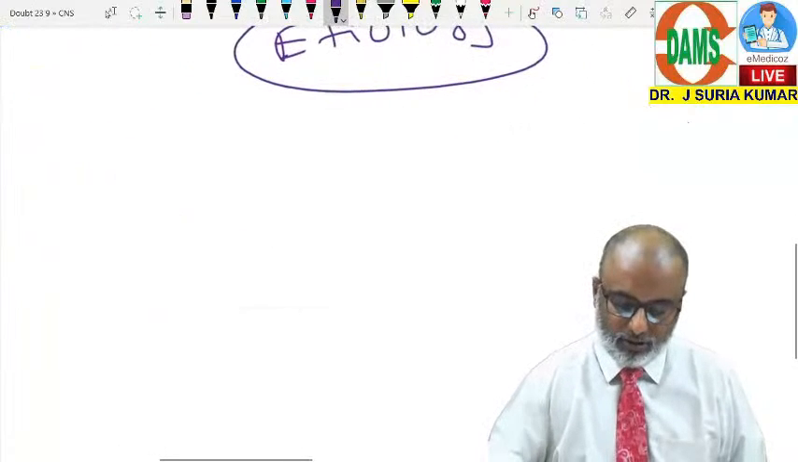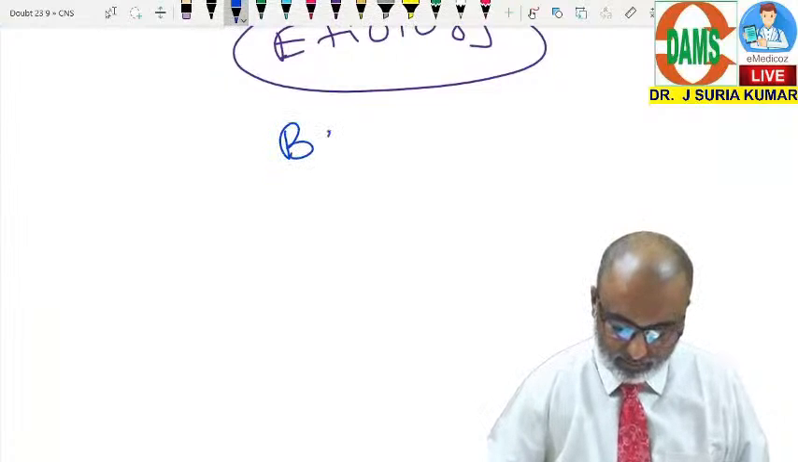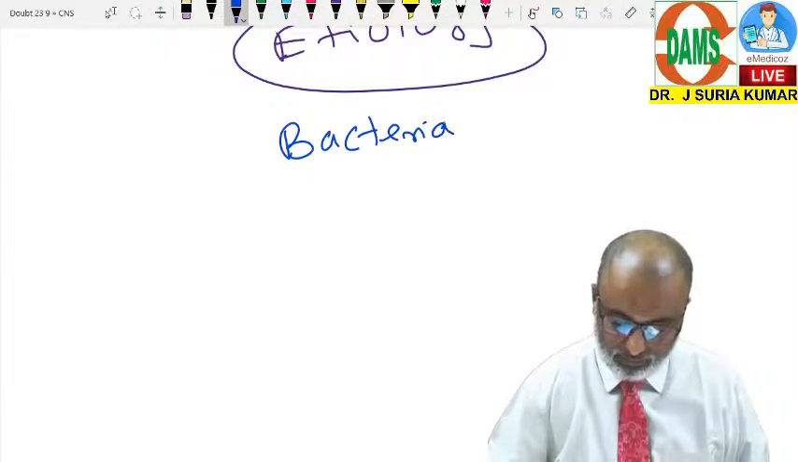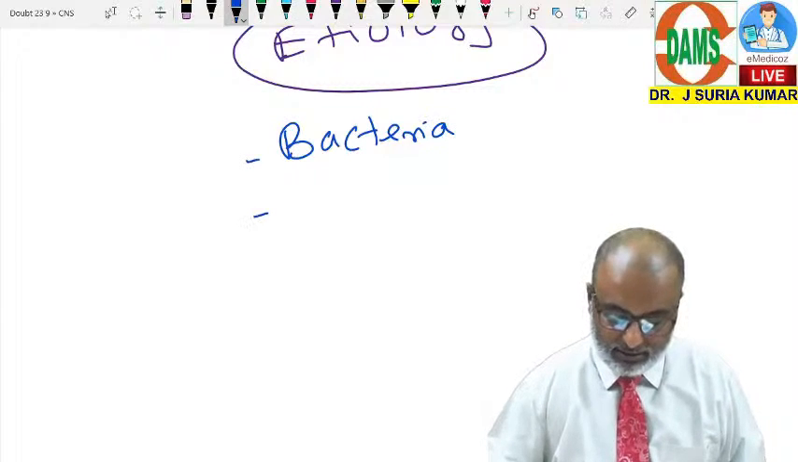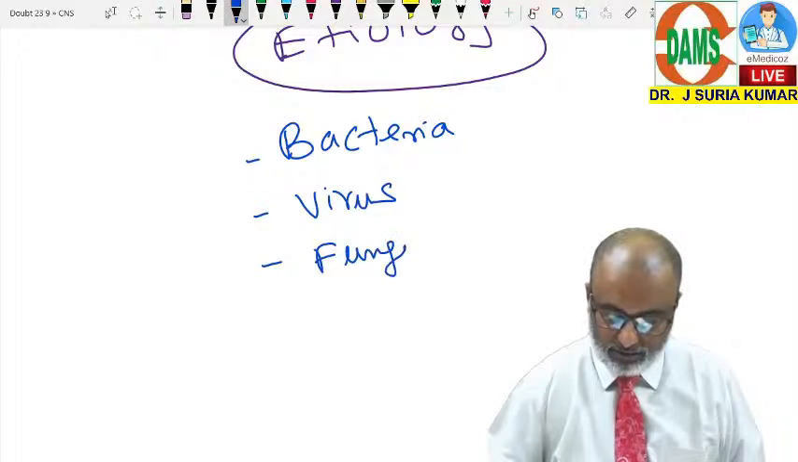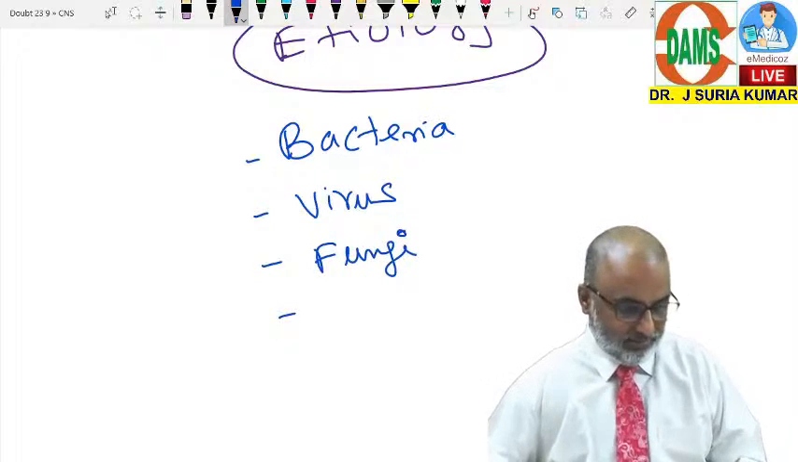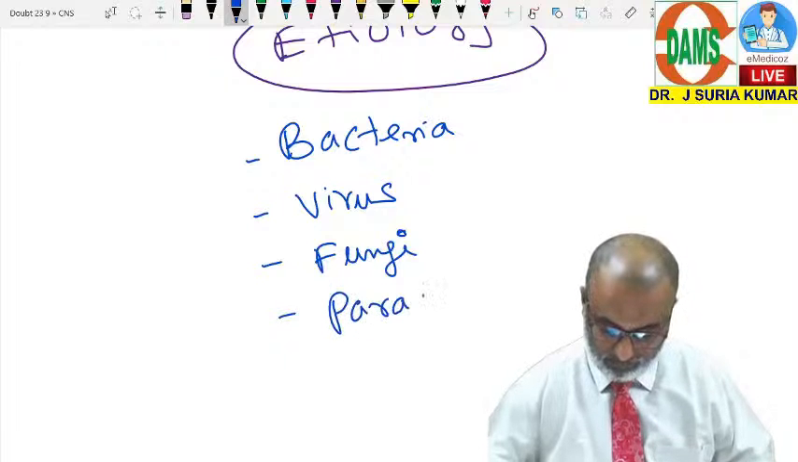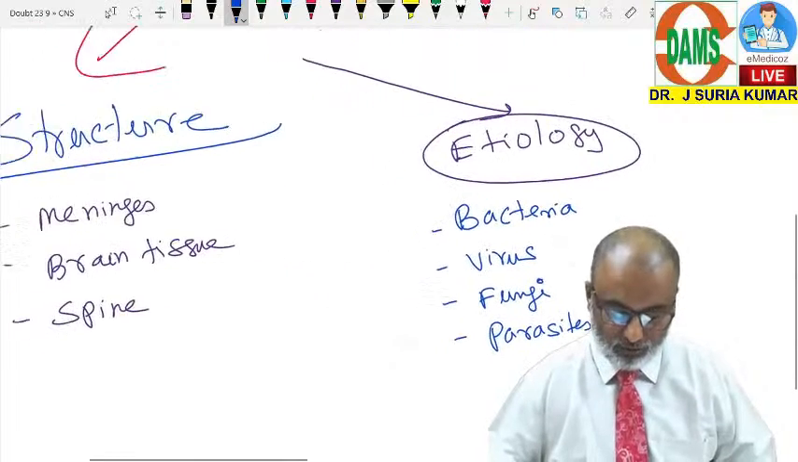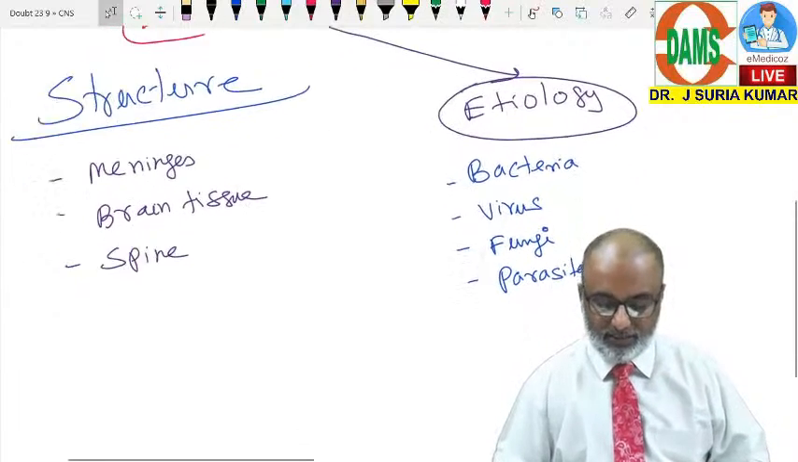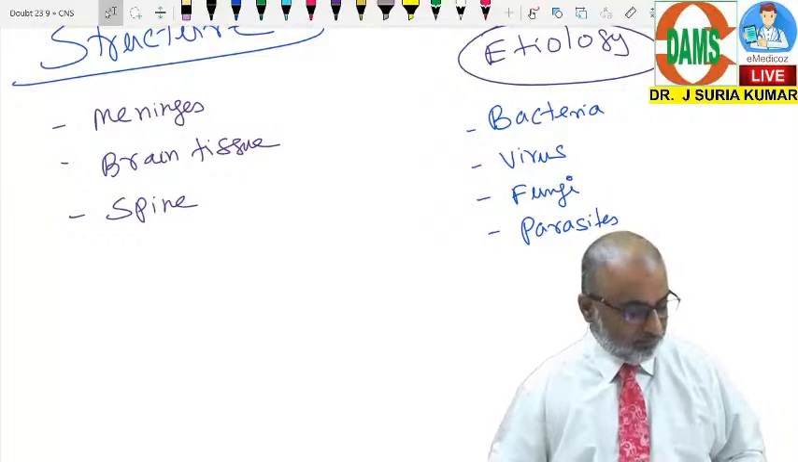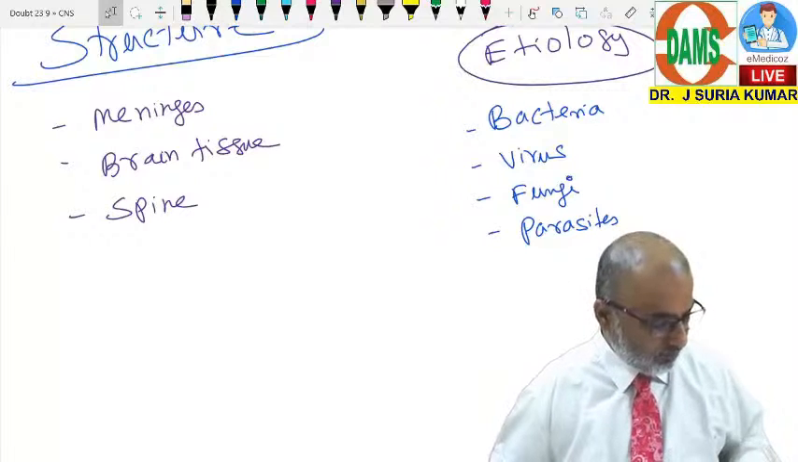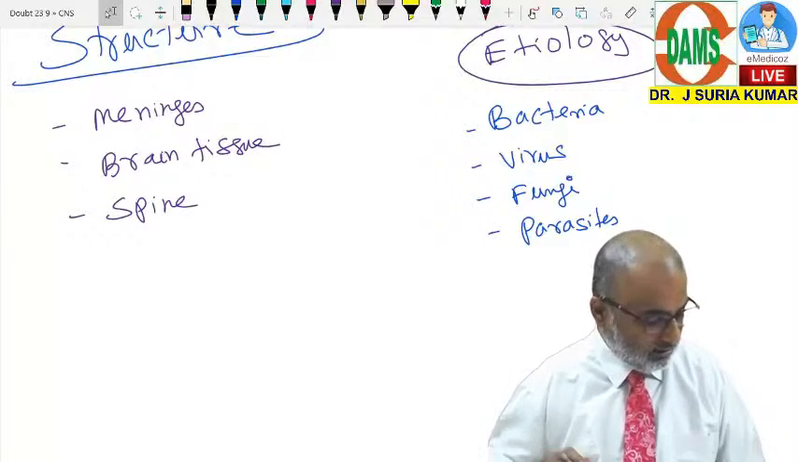So everybody knows the common agents are bacteria, both conventional and non-cultivable bacteria. Next is virus and fungi. Do not forget parasites. So the CNS infections are classified. One is based on the structure, another one is based on the organism.